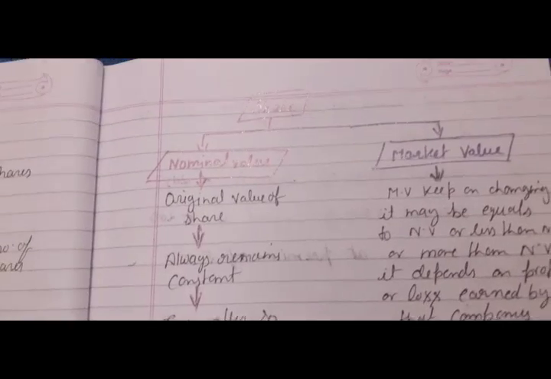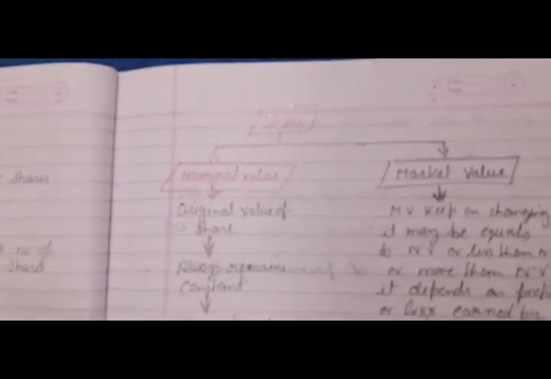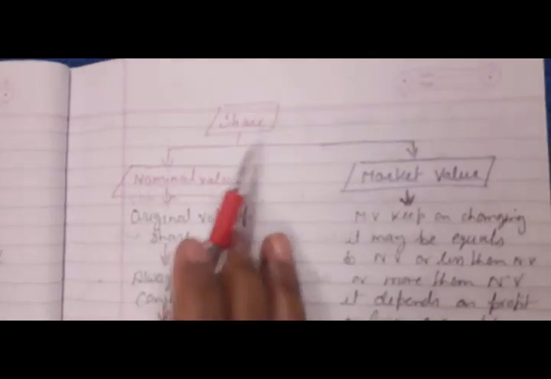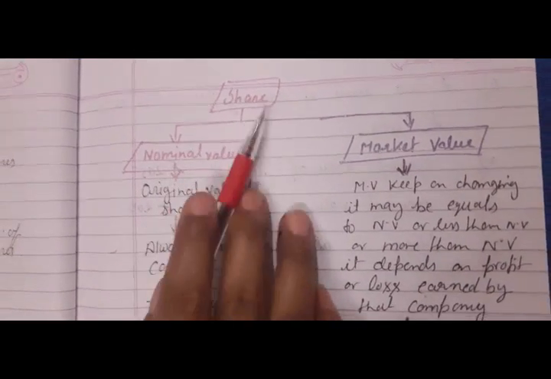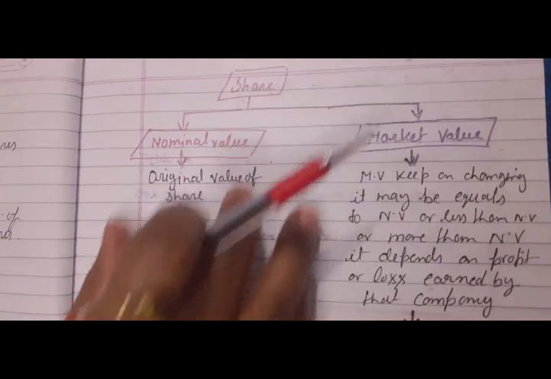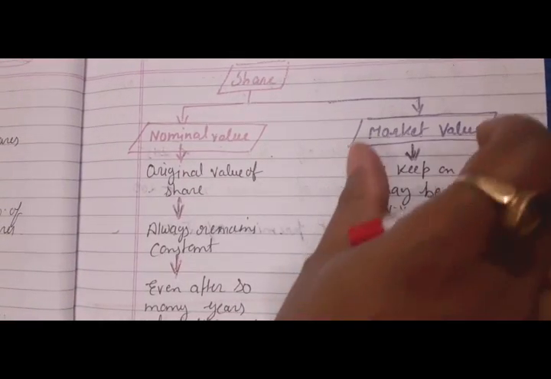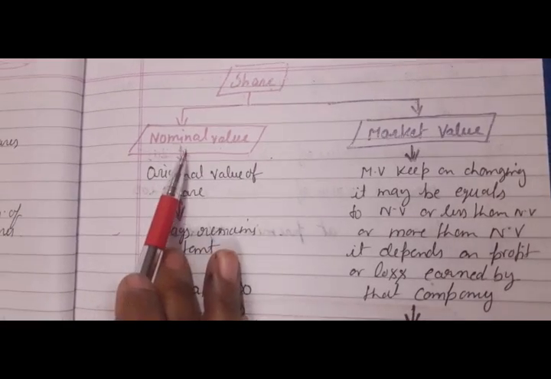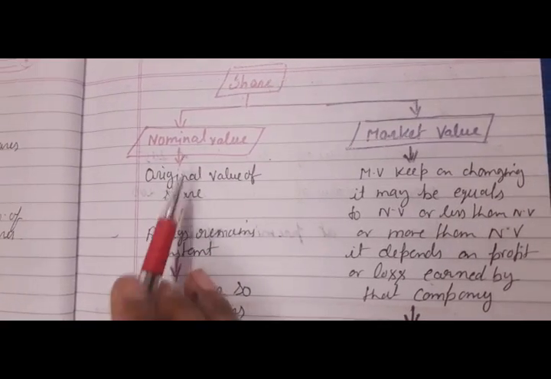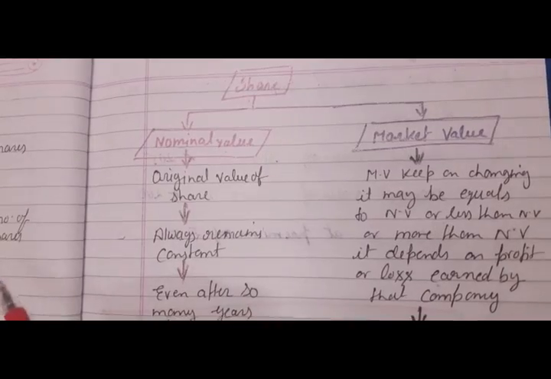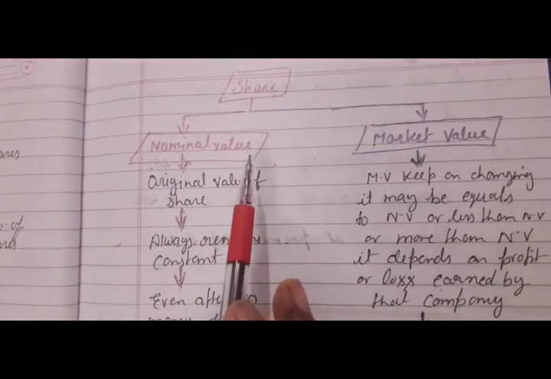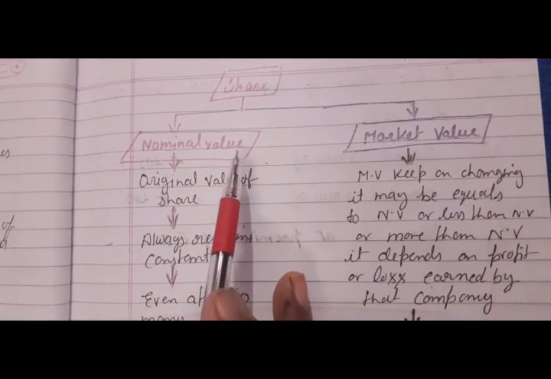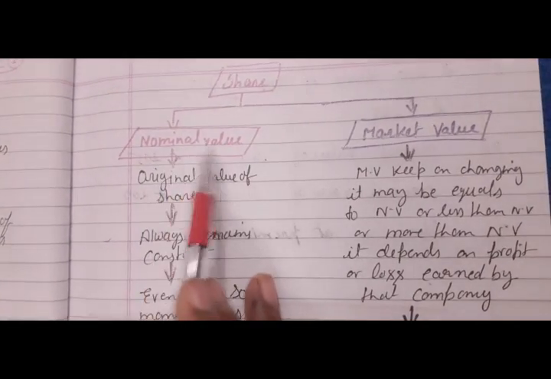Okay, now I'm going to summarize whatever I have explained till now as a flow chart. See, a share has two values. First is nominal value, second is market value. Here I have given you the detail of nominal value, and here market value. What is nominal value? Try to understand. Nominal value means, as in the previous example, whatever the cost at the starting, the original value of the share, is called the nominal value.